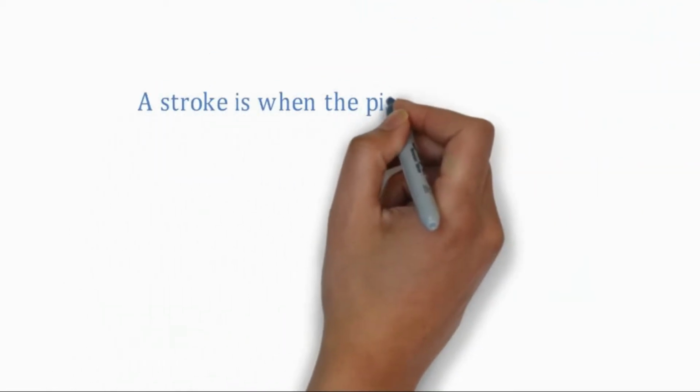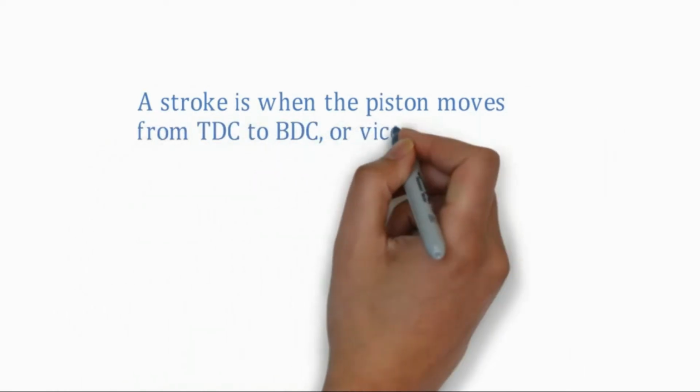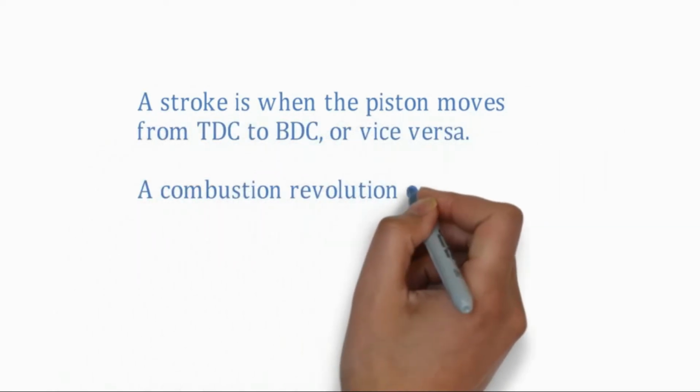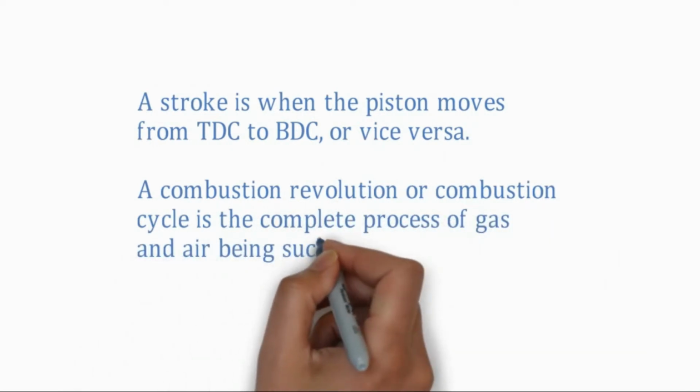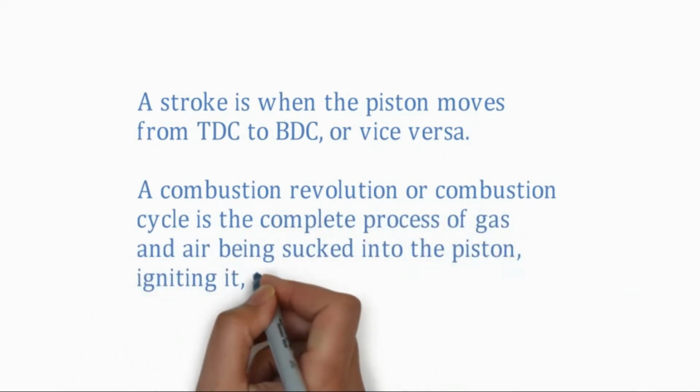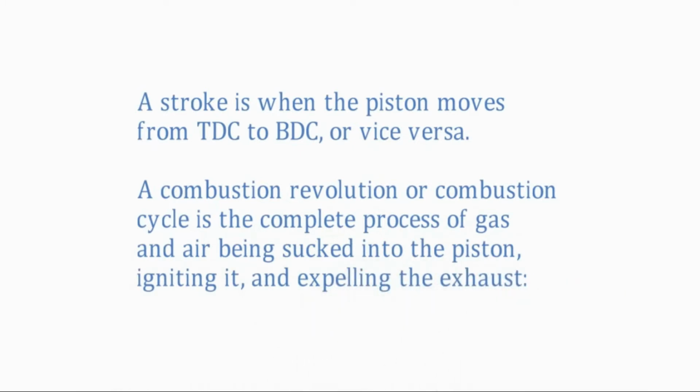A stroke is when the piston moves from TDC to BDC, or vice versa. A combustion revolution, or combustion cycle, is the complete process of gas and air being sucked into the piston, igniting it, and expelling the exhaust.